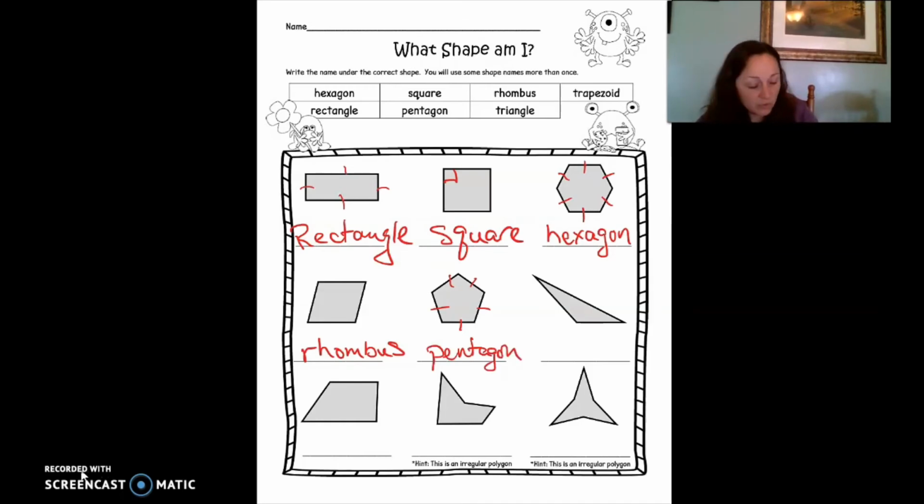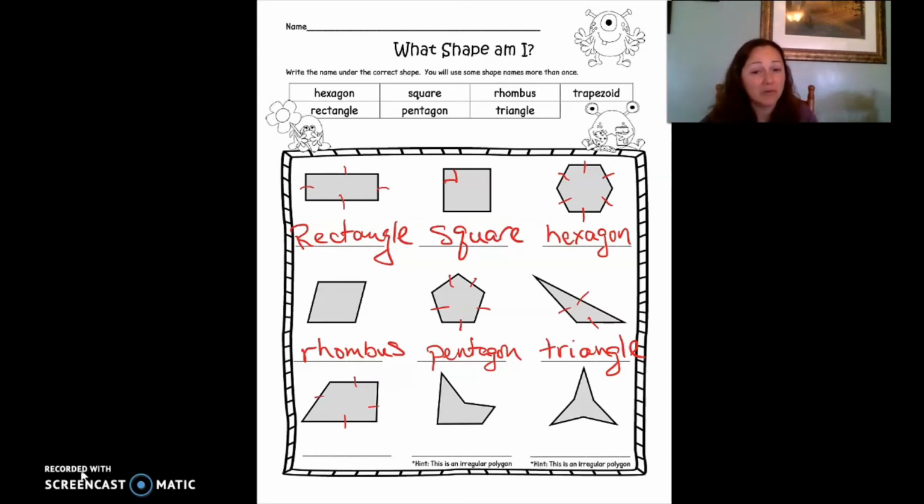Looking at my next one, I have 1, 2, 3 sides. 3 sides. Tri, as in a tricycle, because a tricycle has 3 wheels. Our tricycle and our triangle. Tri means 3. And if you look at the word, it says triangle. So 3 angles.